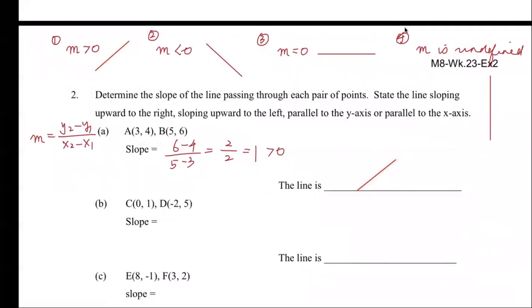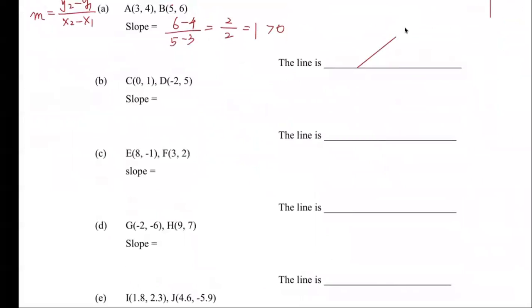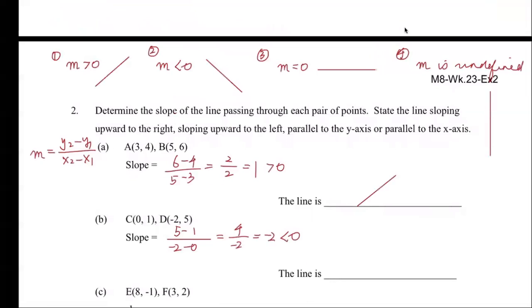Okay. Part B. C is (0, 1), D is (minus 2, 5). Okay, so the slope is equal to 5 minus 1 over minus 2 minus 0. This is equal to 4 over minus 2, which is equal to minus 2. And minus 2 is smaller than 0. So this is the second case.